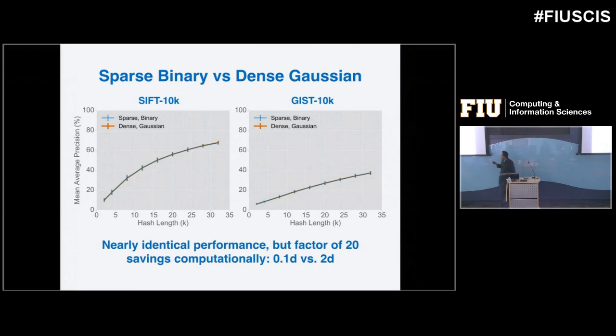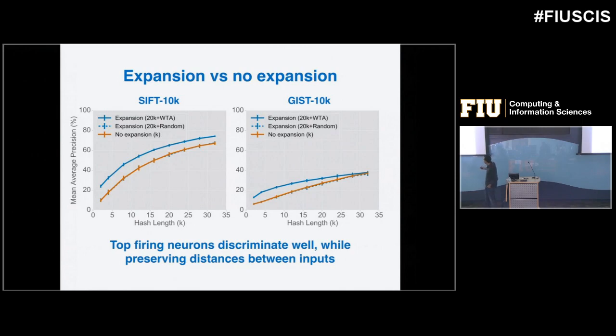Then we asked, okay, what about the second step of doing this massive expansion versus the dimensionality reduction? Again, same plots here, hash length versus overlap. The red is what you would get if you don't do any expansion. The blue is what happens when you actually do the expansion and then do this winner-take-all circuit to identify the highest firing neurons. We can see throughout the entire hash length this boost in performance over what you would get from standard locality-sensitive hashing.